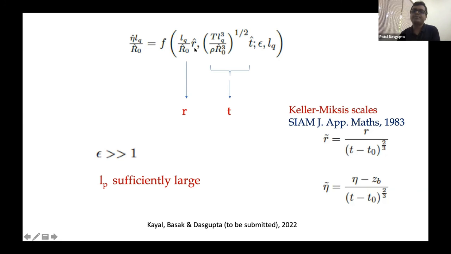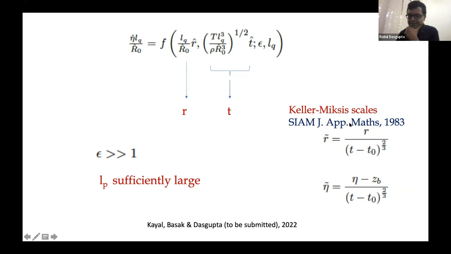So the problem becomes a function of, if you cube this and square this, r cube by t square, or in other words, r by t to the power 2/3. Here you have to shift time slightly, because t0 here is the time at which the dimple first forms. Now, if you use these scales, these are the very well-known Keller-Miksis scales, which were proposed for the pinch-off of a wedge by Keller and Miksis in this very well-known paper.